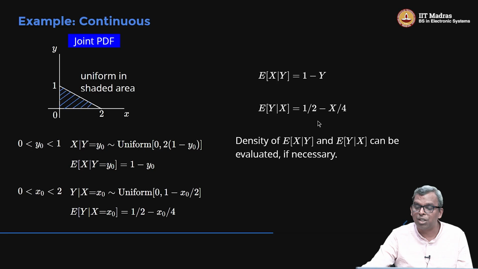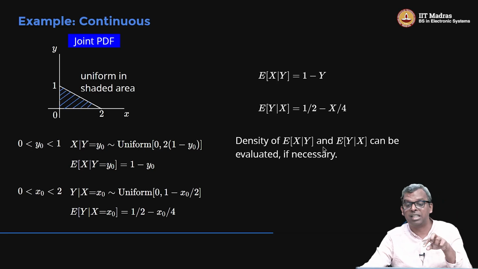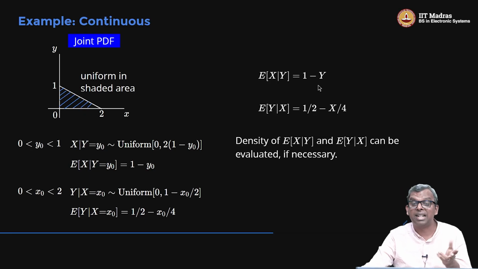In fact, you can find the density of x given y and y given x, right? Expected value of x given y and expected value of y given x, their densities you can find. It is just 1 minus y. It's a function of y. Likewise here, half minus x by 4, it's a function of x. You know how to find the density of half minus x by 4 given the density of x, and that's all you have to do. But usually these are never ever needed. Okay, so you will see later on, you never have to find density of these things. It's not so important. Knowing this function is what's most important in practice.